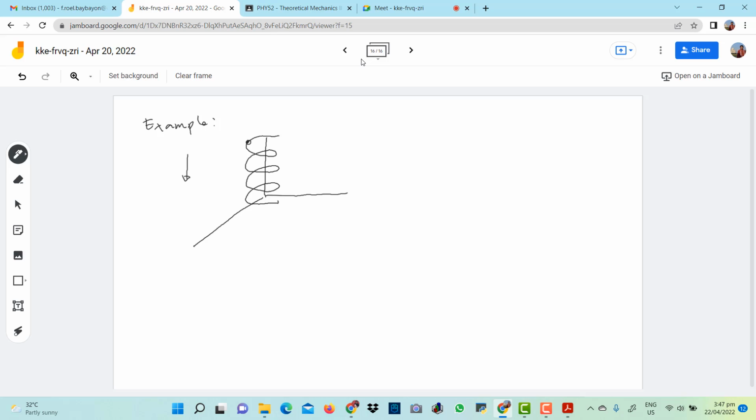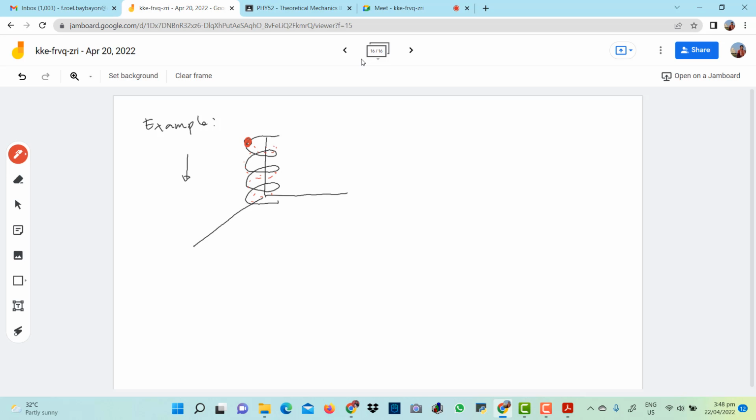Its motion is going downward, because of gravity. Your mass here is going downward, but it spirals downward. So that's the system. It looks like this.